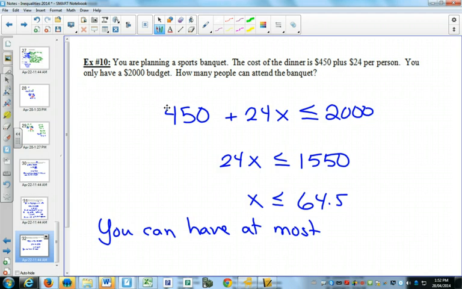Now, how do you round? When you have 64.5, normally you'd round up to 65, right? Yes. But in this one you can have at most 64 people, so you just round down. Why do you round down? Because it'll be over your budget if you go up to 65. You can invite half a person, but that's usually a little bit messy and awkward. So we'll just keep it at 64 people.